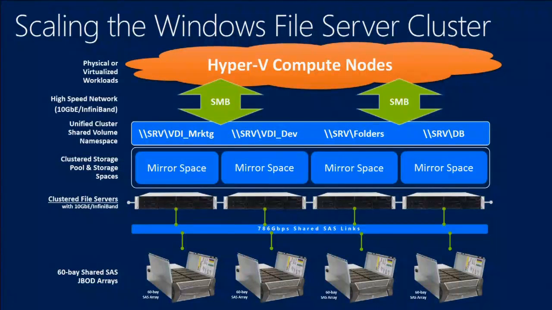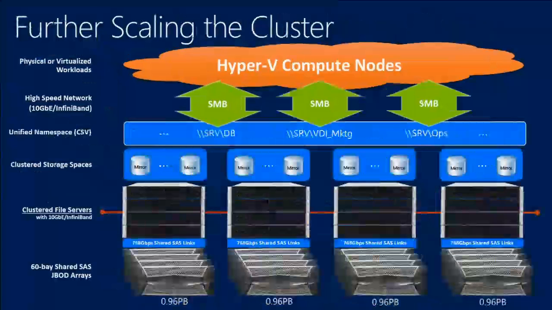Now I can grow this. I can add more JBODs. I can add more servers. I can add more virtual disks. As I add these components, my CSV simply scales linearly. I simply add more folders on my CSV, and I simply add more folders on my scale-out file server. It's linear scale, and it's very easy to manage in that manner. I can scale this out even further.